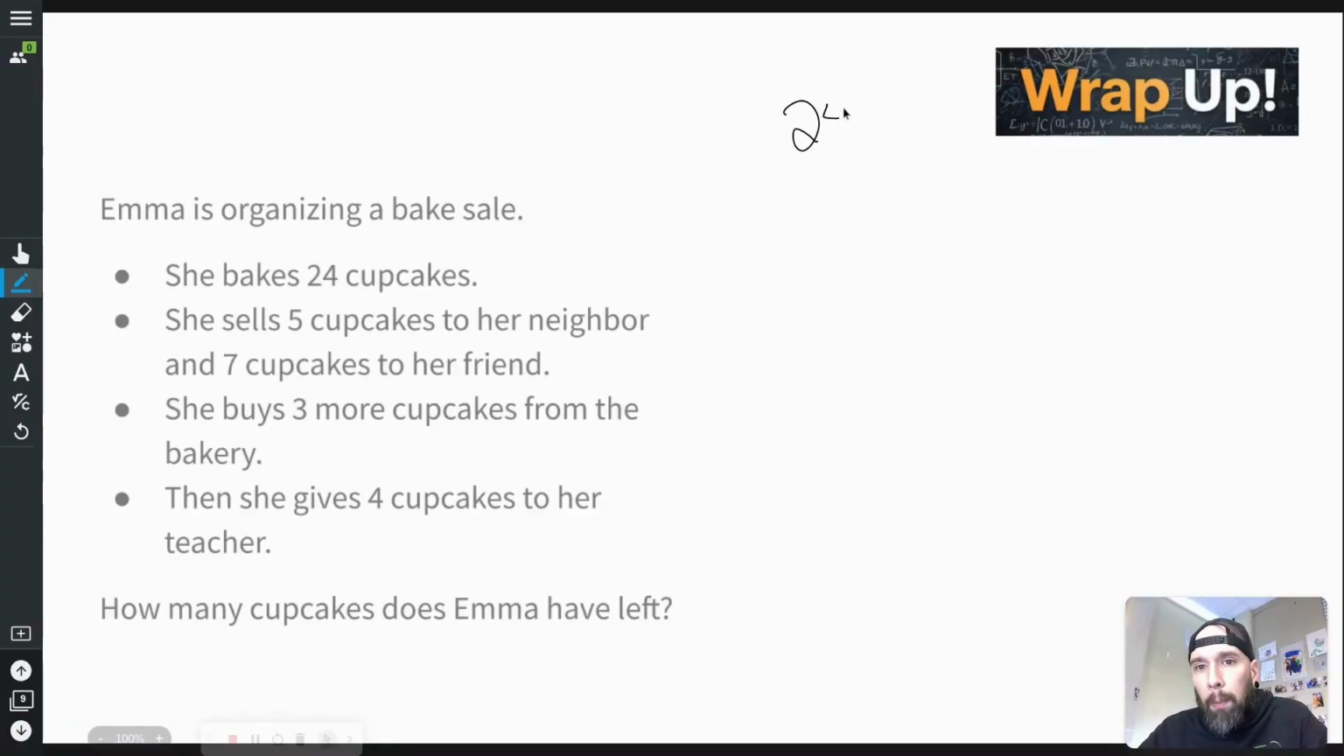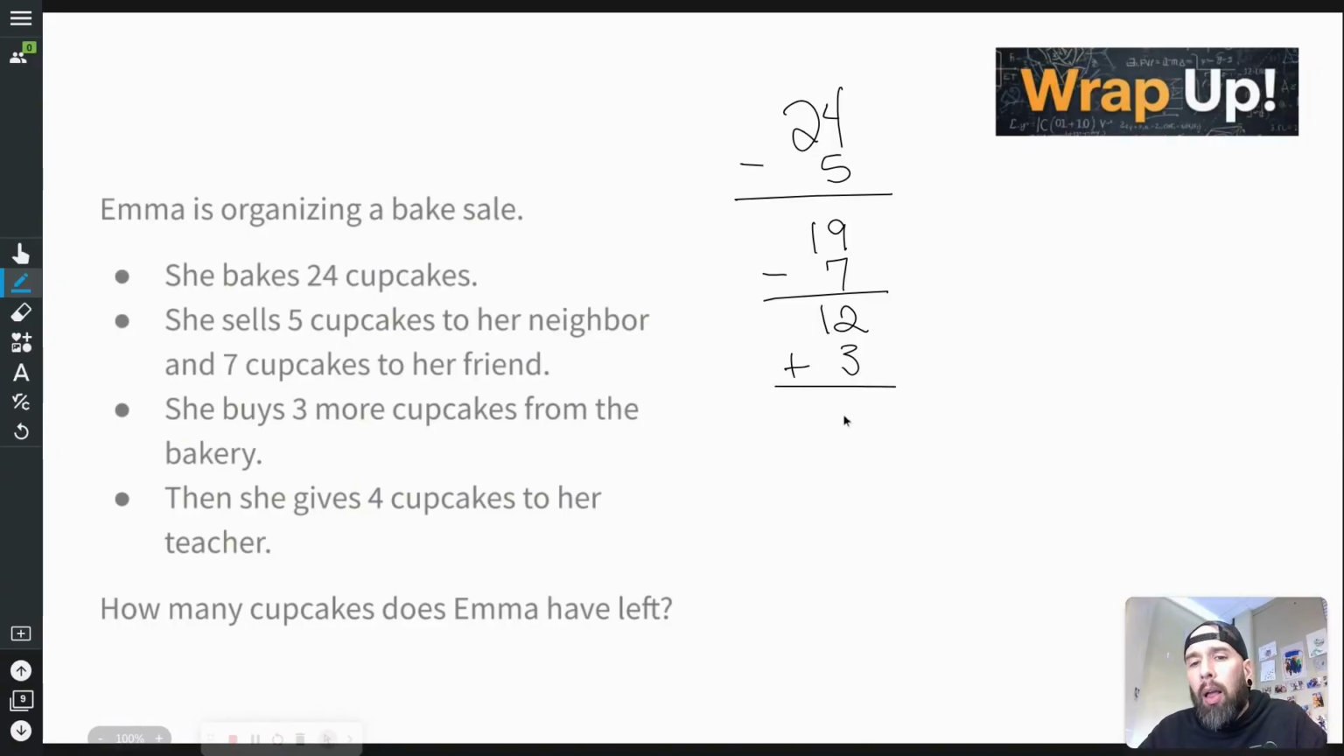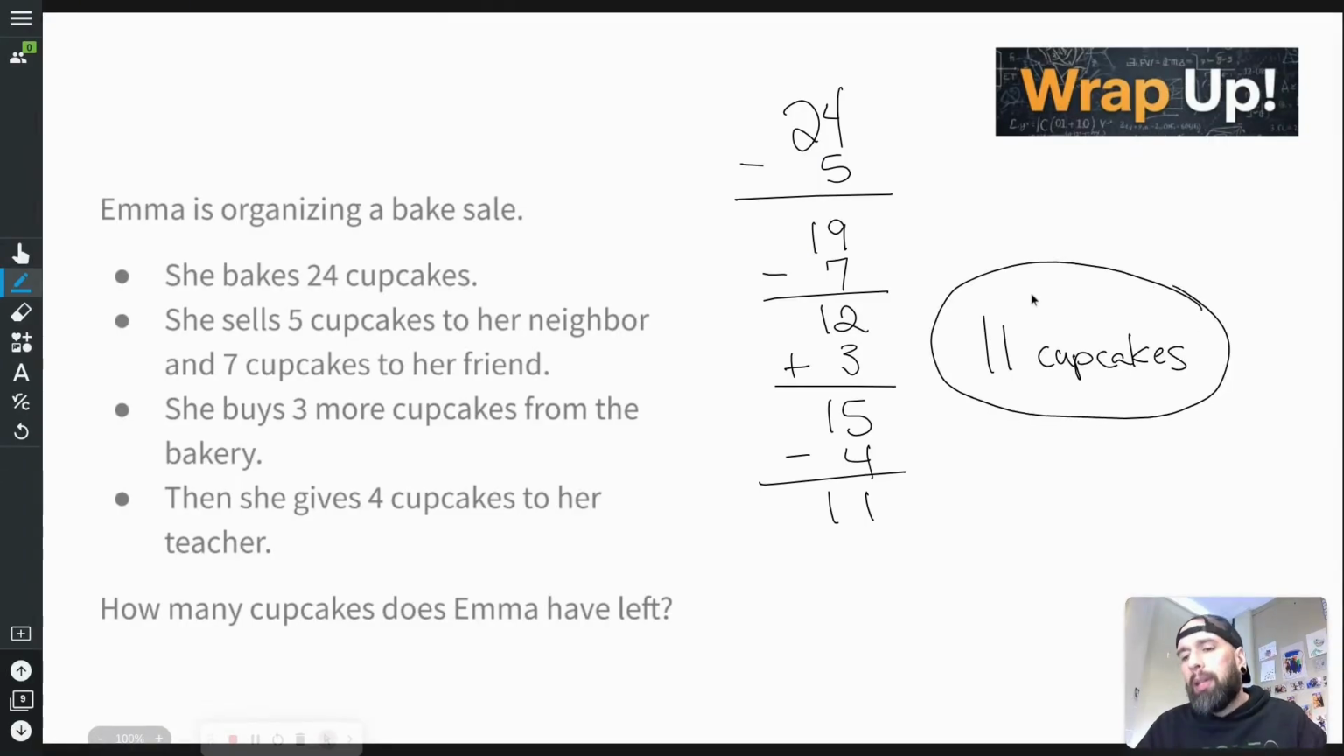So we have 24. She sells 5 of them, so let's subtract 5. Okay, that's going to give us 19. Then she gives 7 more cupcakes to a friend, so subtract out 7. That gives us 12. She buys 3 more, which means she's adding 3 more. That's going to make you 15. And then she gives 4 cupcakes to her teacher. How many does she have left? Looks like 11 cupcakes. Emma and her cupcakes.